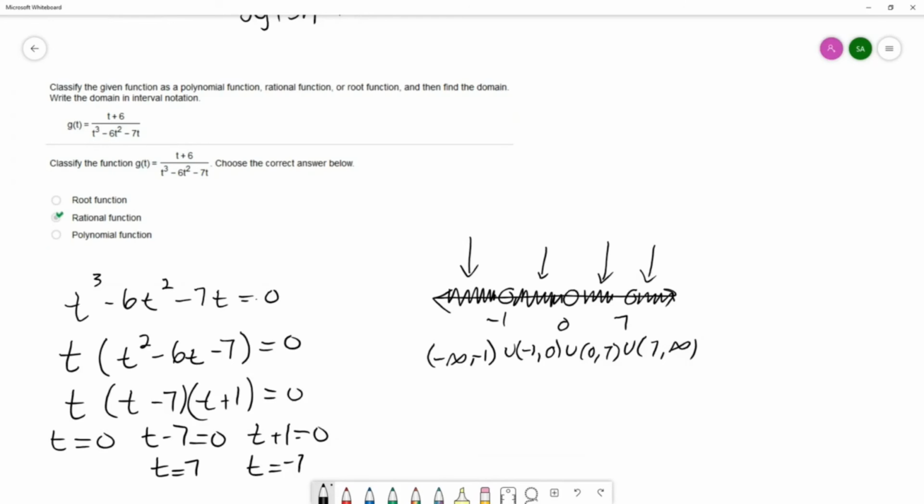So this is going to be our domain. Our domain is every real number except for negative 1, 0, and 7, and this is how we write that in interval notation.